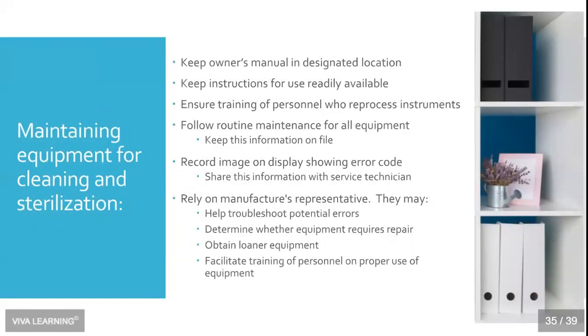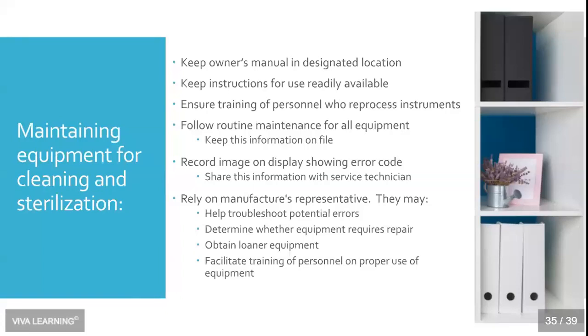Now, with regard to maintaining equipment for cleaning and sterilization, it's a good idea to keep the owner's manuals in a designated location. If they're thrown in a drawer somewhere, chances are they're going to be lost, not available when needed, and possibly even thrown away. Keep your instructions for use. Make sure personnel who process instruments are adequately trained. Follow routine maintenance for all equipment and keep the information on file. So if your autoclave goes in for service or repair, keep documentation of that.